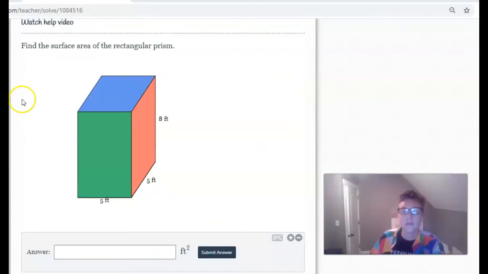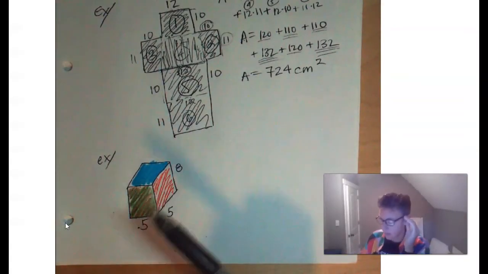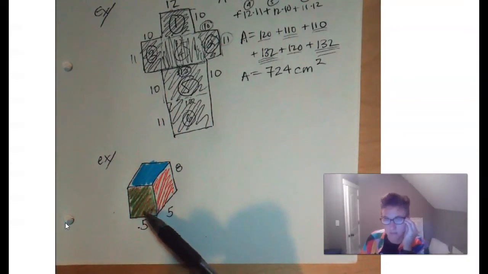Okay, next type of question. Not as interesting, less context. Just says find the surface area of the rectangular prism. So we have a green side, a red side, a blue side. We've got some lengths 5 and 5 and 8. Alright, we can do this. And so what we know from last time, excuse my red and green. I thought that was red, but it's actually green.